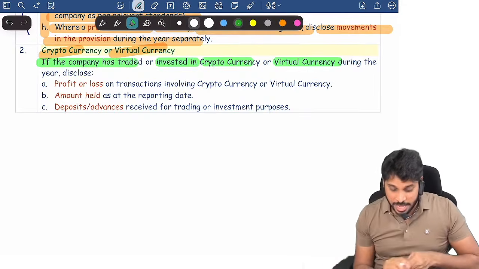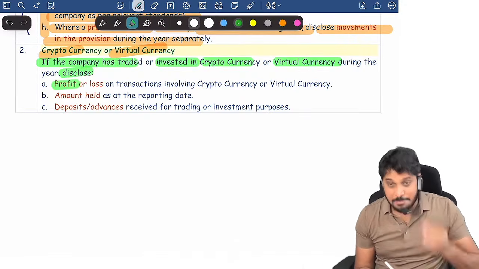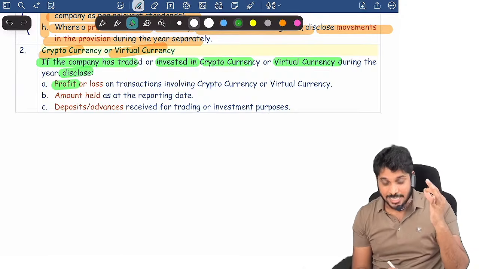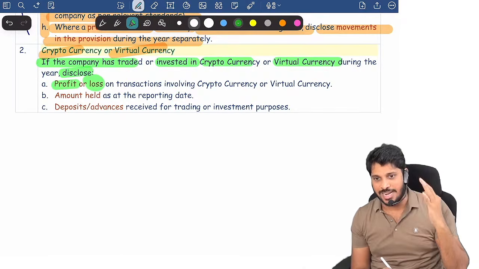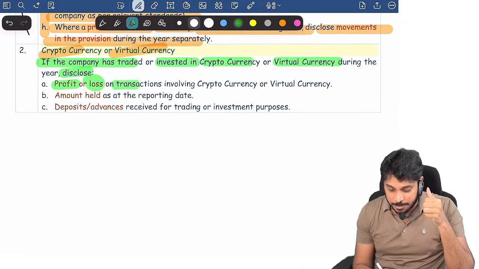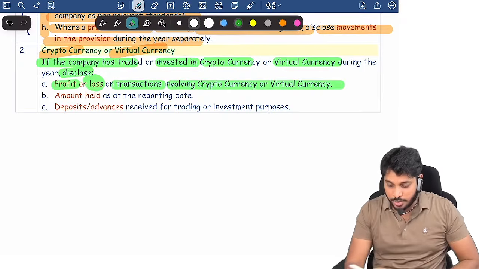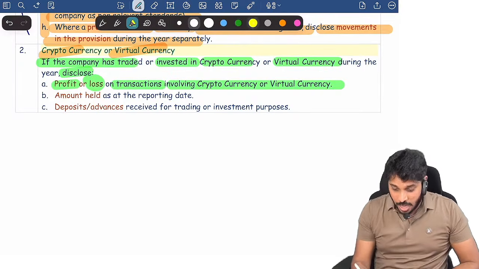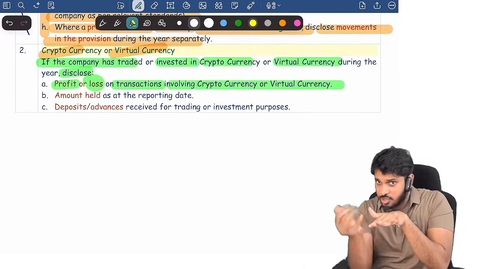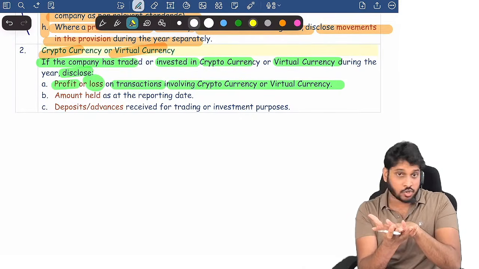If so, disclose. What is the profit made on the crypto transaction, or what is the loss made? What is the profit on transactions involving cryptocurrency or virtual currency? Means some transaction you might have bought and sold it. Is there profit? Is there loss? First disclose the profit or loss.